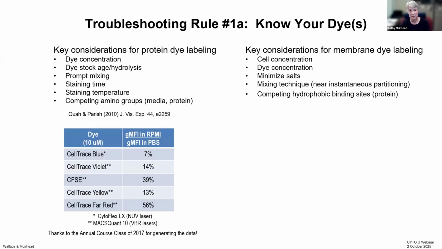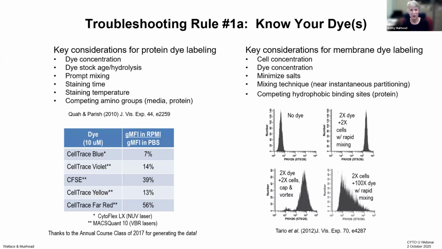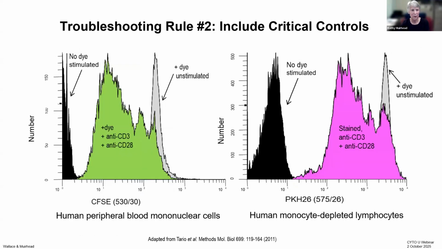But the fact that it happens so fast means that your labeling and mixing technique is critical. And again, we had people try different things, and even just injecting dye into cells and then stopping long enough to cap and vortex gave a much more homogeneous distribution, and trying to inject a very small amount of dye into a large volume of cells gave a real mess. So get the mixing technique right, and reproduce the concentrations, is the trick there.